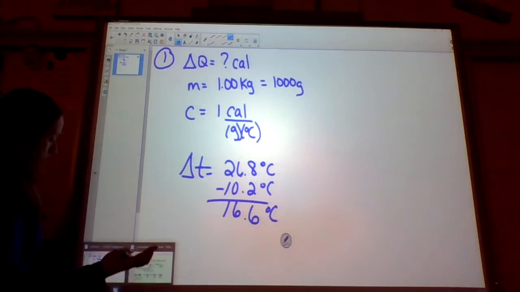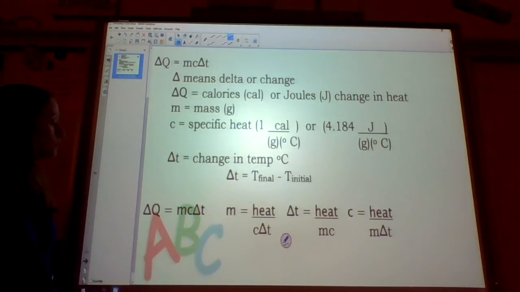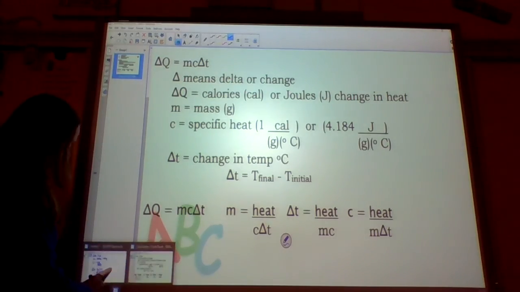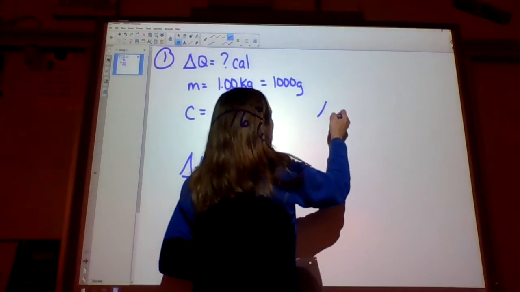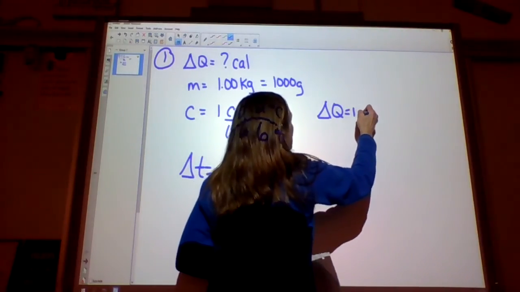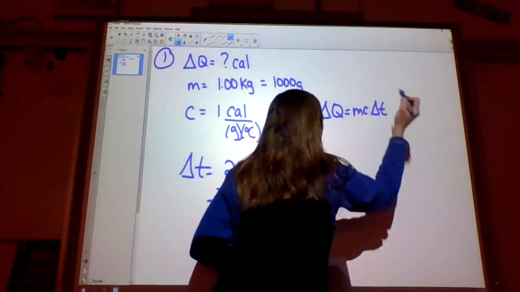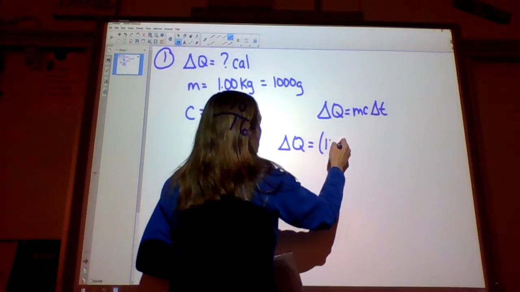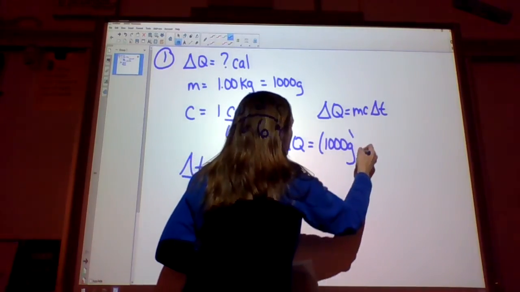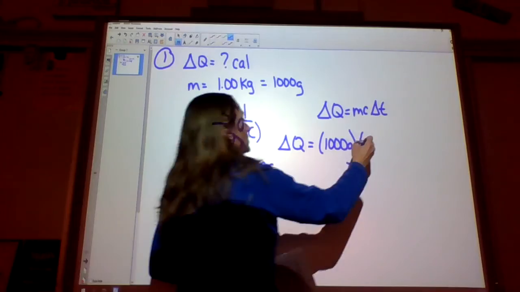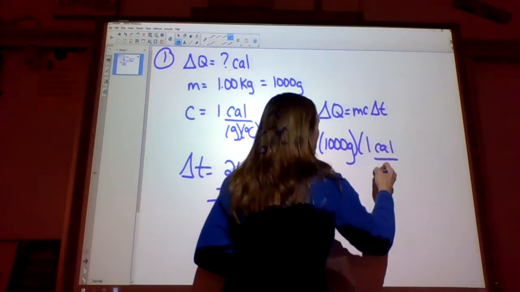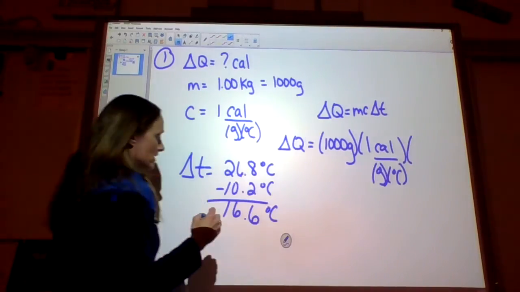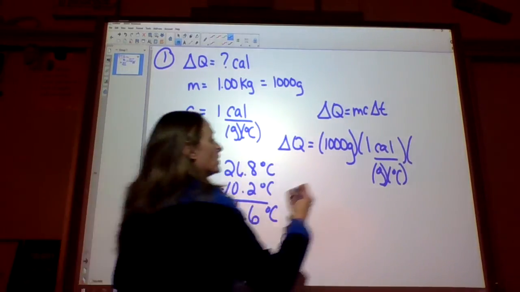Now we are going to figure out which formula we will use here. Well, since we're solving for delta Q, we're going to use our first formula and we're going to plug in and solve. So our formula is delta Q equals M C delta T. So M is 1,000 grams. C is the 1 calorie over grams times degrees Celsius. And your delta T is the 16.6 degrees Celsius.